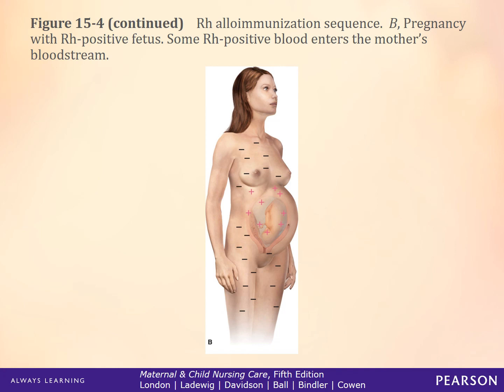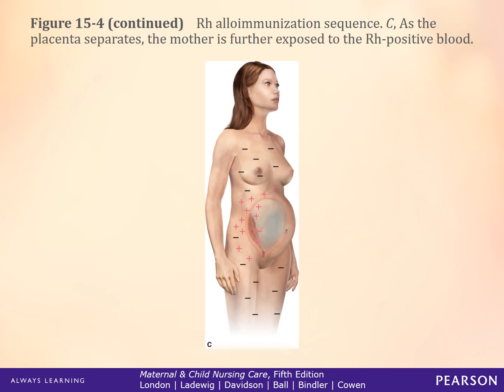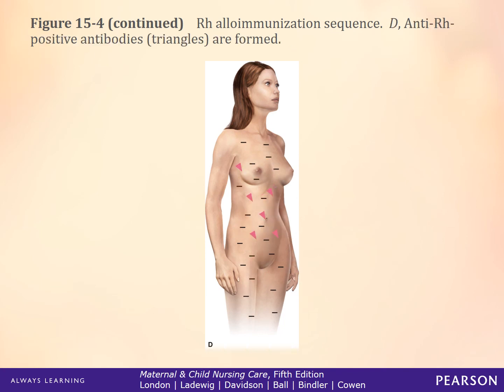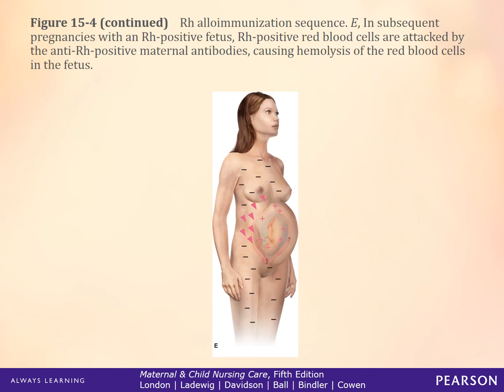Some Rh positive blood does enter the mother's bloodstream. And so this is why we have to give her RhoGAM to prevent the sensitization. As the placenta separates, the mother is further exposed to Rh positive blood. So the anti-Rh positive antibodies, those triangles, are formed, and this is what will cause her to have problems the next time she becomes pregnant.